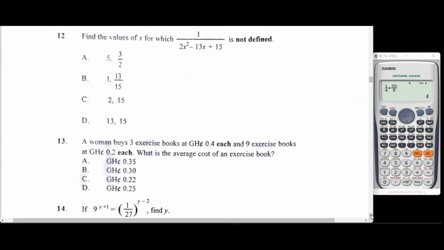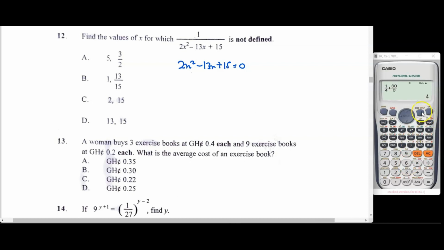we are on this. Find the values of x for which 1 on 2x squared minus 13x plus 15 is not defined. So for an undefined statement, we need the value that, when substituted into the denominator, gives us a 0. So we just select 2x squared minus 13x plus 15, equate it to 0 and solve for the value of x there. As we already know how to use a calculator to determine the solution for a quadratic equation, let us use that.